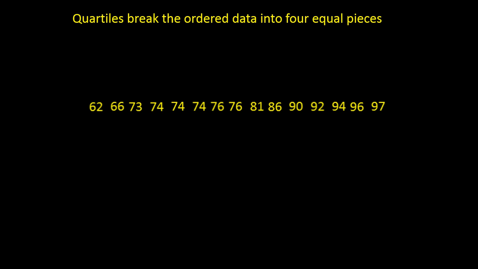Now, if we have this data organized in order from least to greatest, we can break it up into chunks called quartiles. Quartiles break the data up into four equal pieces, four pieces that have the same number of data values. So we can find a middle for this data value right there. There's 15 data values. 76 is the middle data value. So now we have it broken into halves. And if we break each of these halves into halves, we'll have the data broken into fourths.